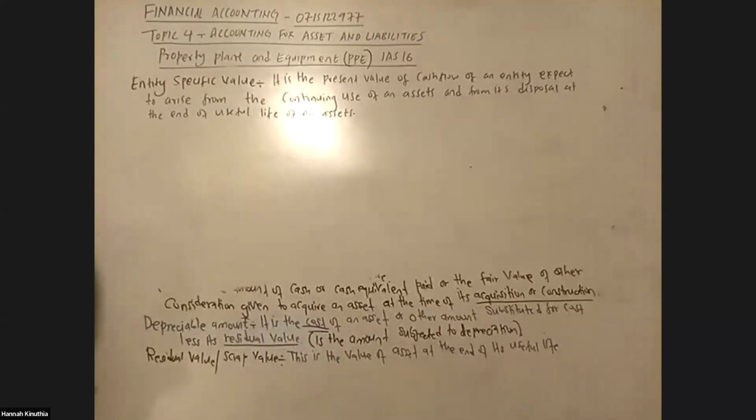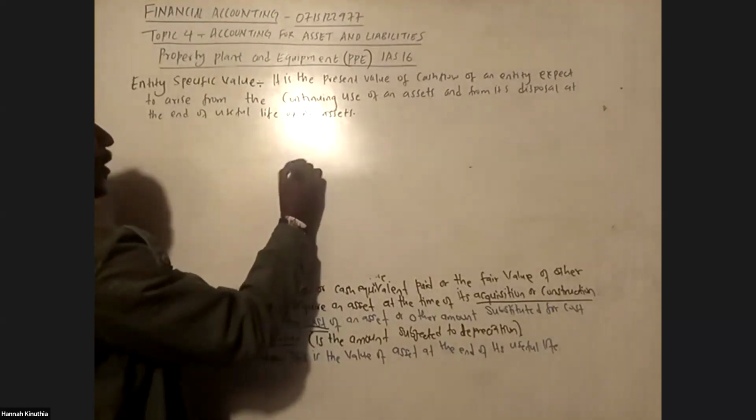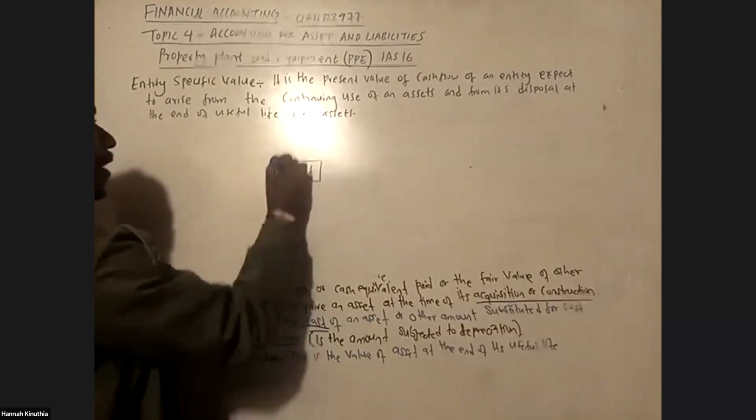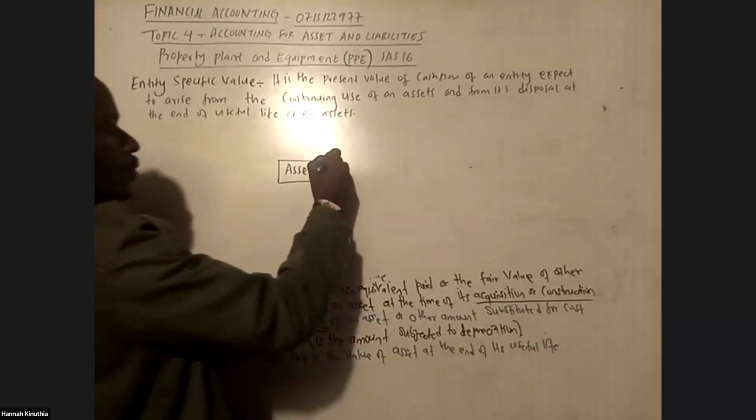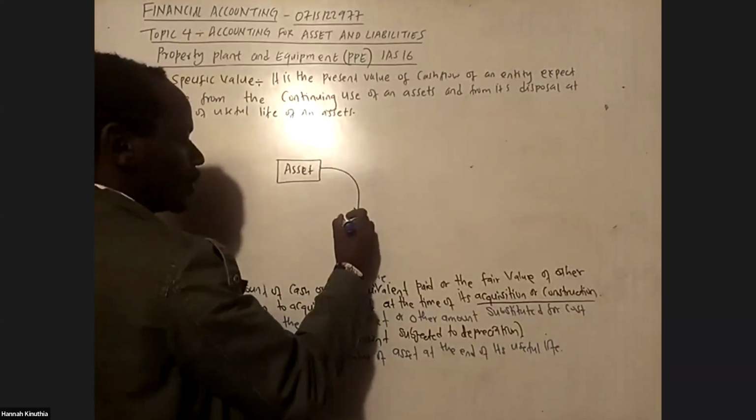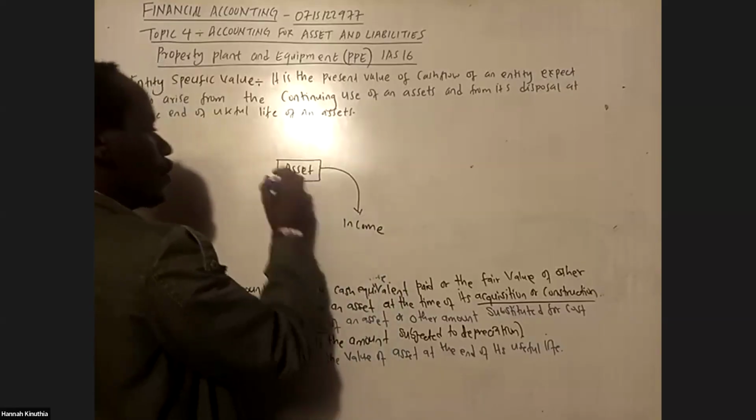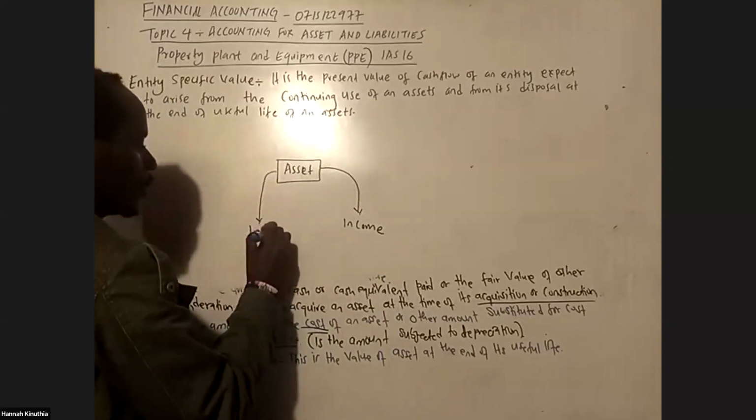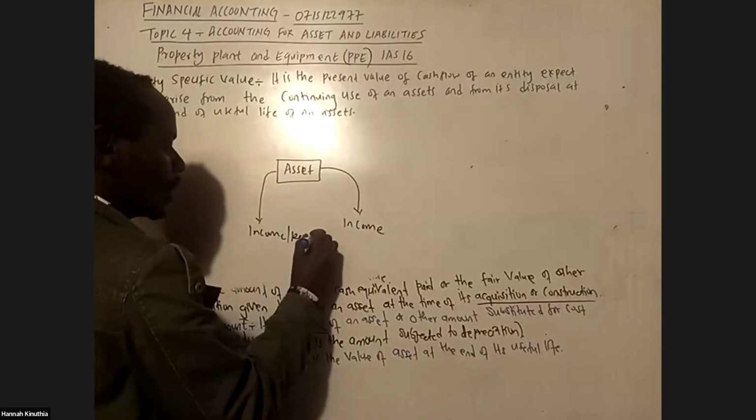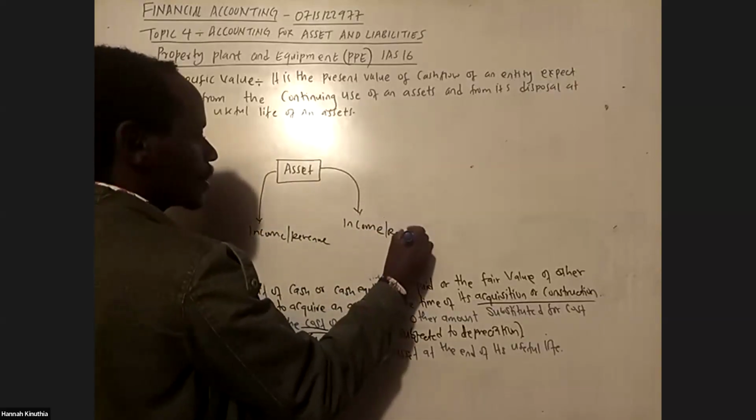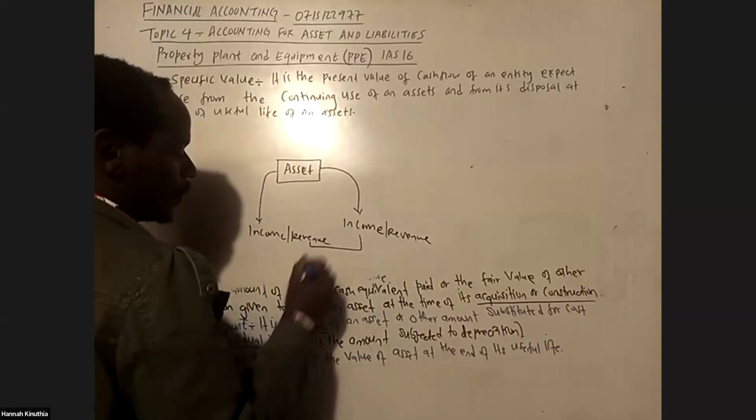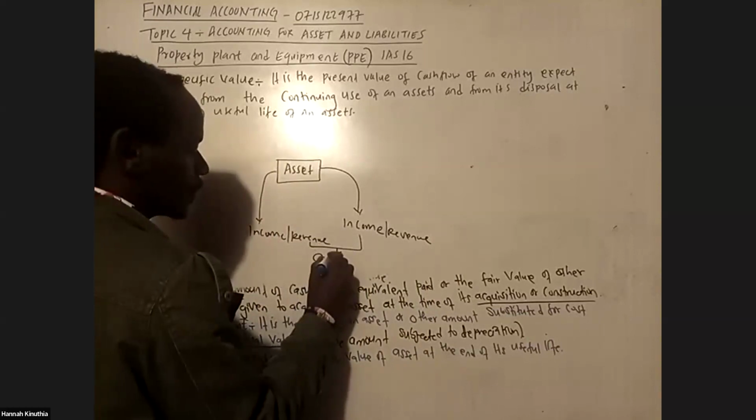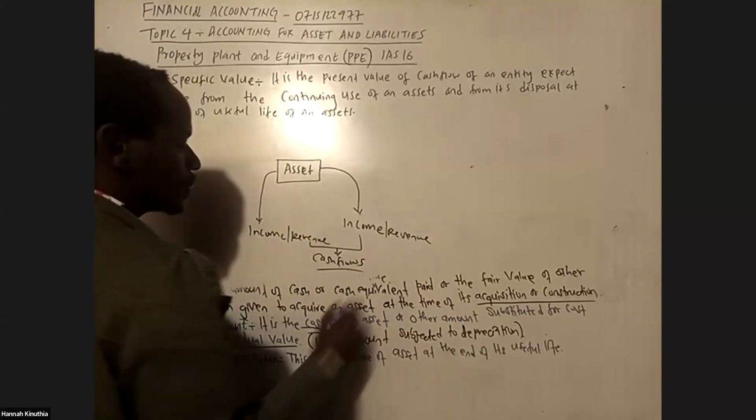Now, if a company has an asset, and the company is using this asset to generate income, the company is generating income or revenue from this asset today. These two items, the income or the revenue, we call the cash flows.